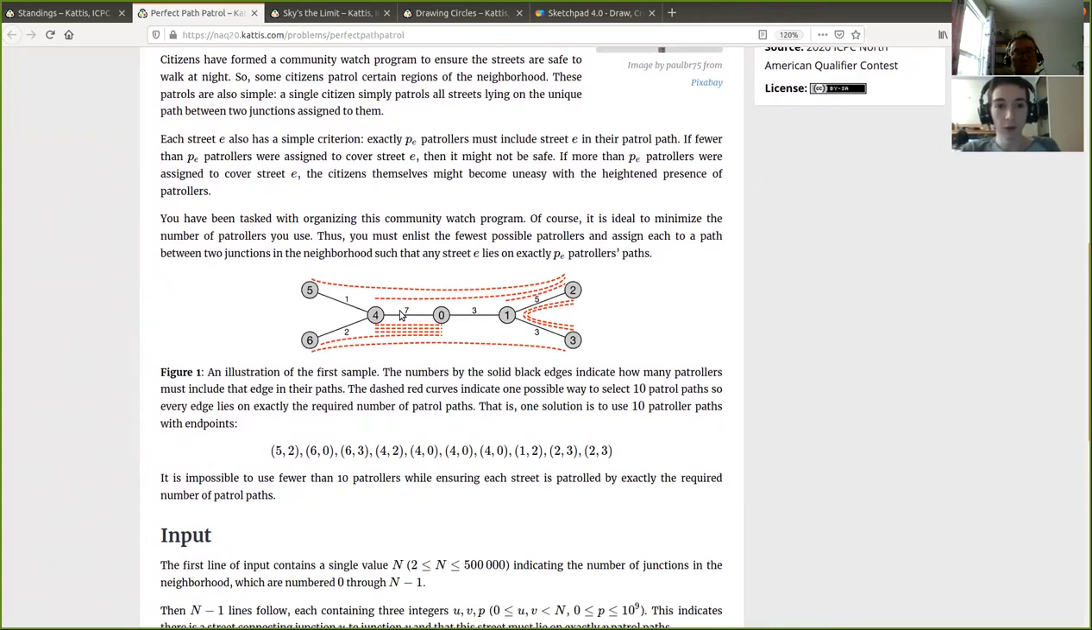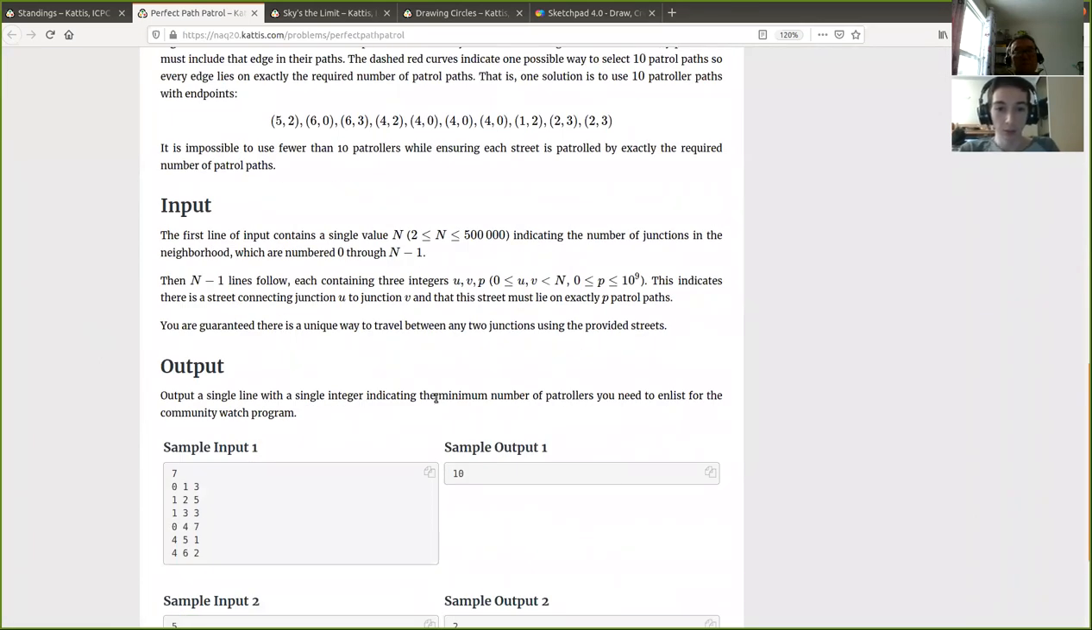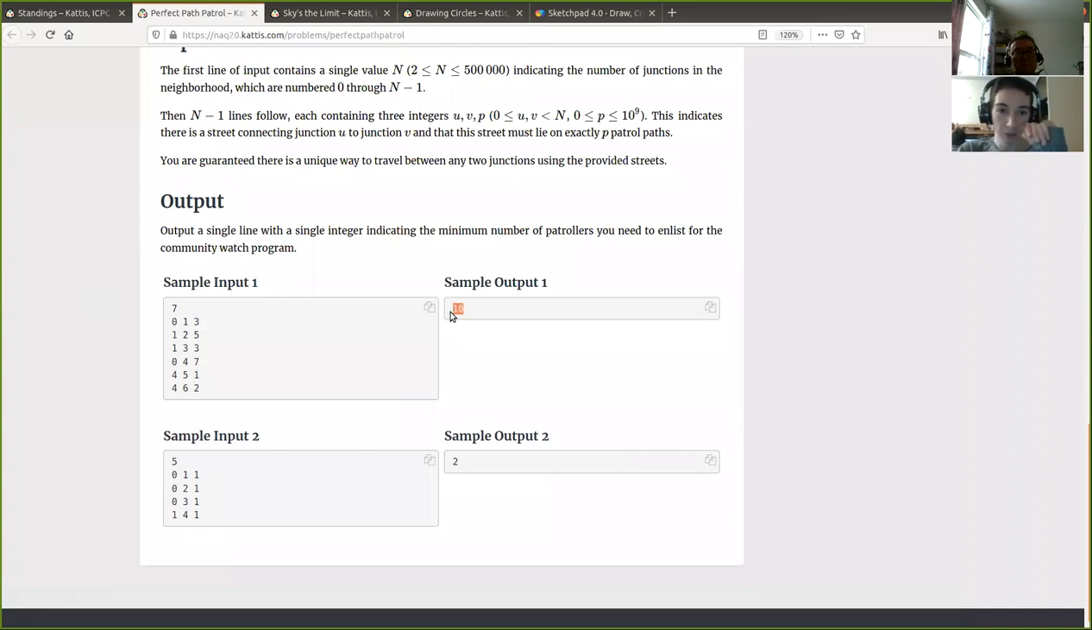So in order to cover edges, you can have a unique path between 2 vertices. Like this red edge is the path between 6, 4, 0, 1, 3, or these 2 paths are from 3, 1, 2. So we basically need to have the smallest number of paths to cover every edge the exact number of times that it needs to be covered. Instead of paths, it says patrollers, but yeah. So it's the minimum number of paths to cover each edge its required number of times. Exactly.